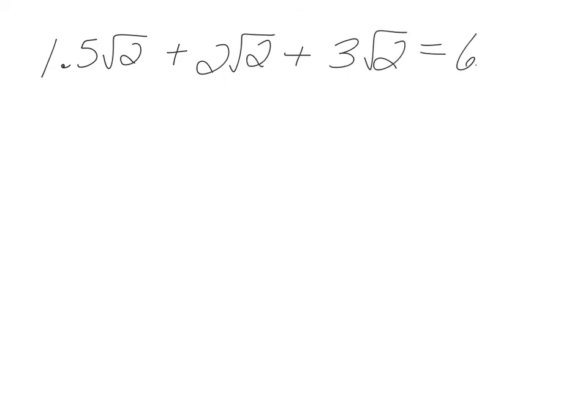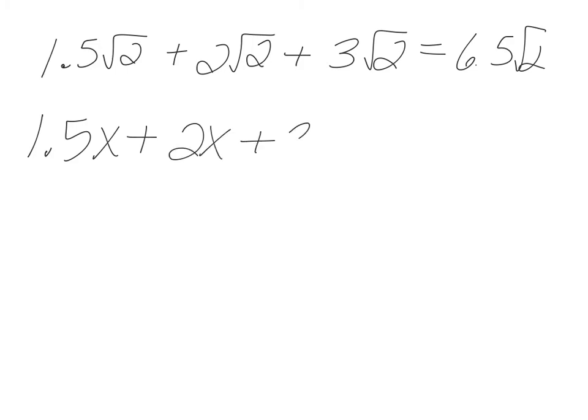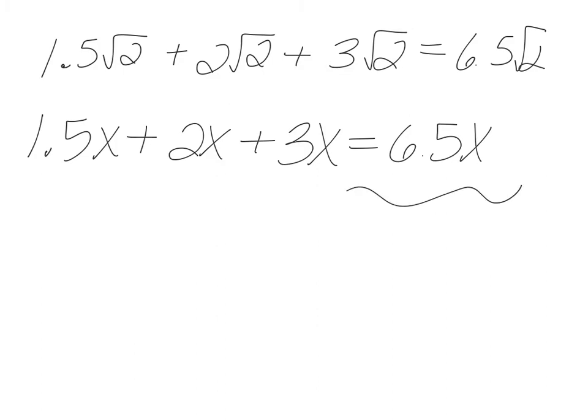Really quick, when I say things like I can combine like terms, let's go back to one of the earlier examples: 1.5 square roots of 2, 2 square roots of 2, and 3 square roots of 2 equals 6.5 square roots of 2. It's just like saying 1.5x plus 2x plus 3x equals 6.5x. Okay, that's why I was calling those coefficients. Square root of 2 is a real number, but we just aren't going to add those together.